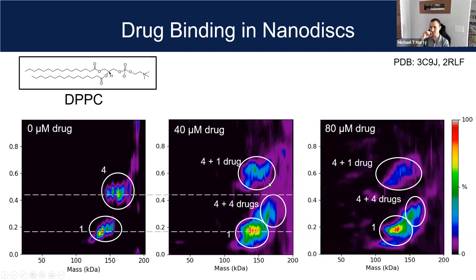And so I think this is super cool that we can basically see in an intact membrane, right? So we haven't broken anything apart. We have an intact membrane. We can tell you that there's a monomer and a tetramer and that the tetramer alone will bind either one or four drugs. So we can really get this detailed stoichiometry information without having to break the membrane apart. And this is a really fragile protein complex, a really fragile drug interaction. We couldn't see in detergent, but we can actually see it now in the nanodisc.